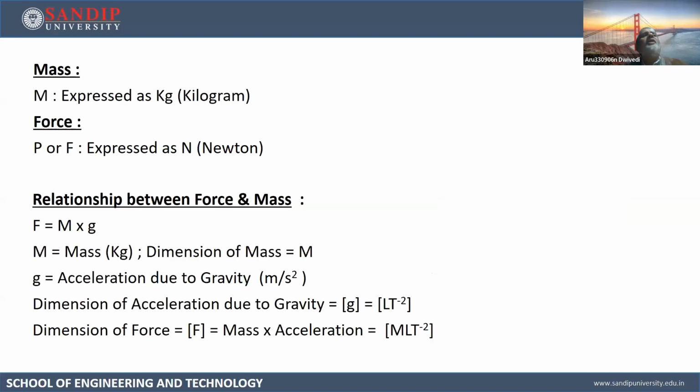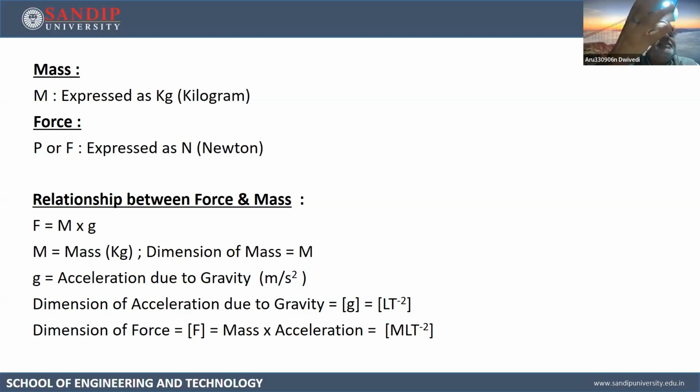Now here, you are all aware of these terminologies and notations. We use F for force and M for mass. Mass is expressed in kilograms and force in Newtons. These are the units. Force is equal to mass into acceleration. This is the dimension of acceleration. How do we write the dimension? We write it in terms of the three fundamental units: mass, length, and time. For mass we say M, for length we say L, and for time we use the notation T.